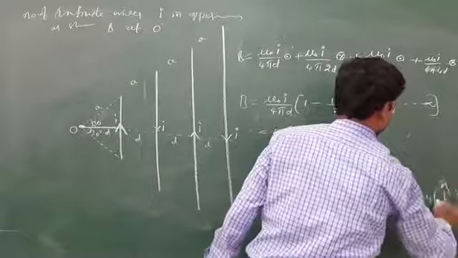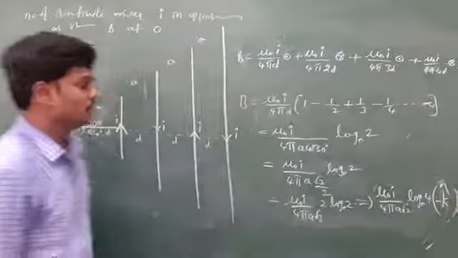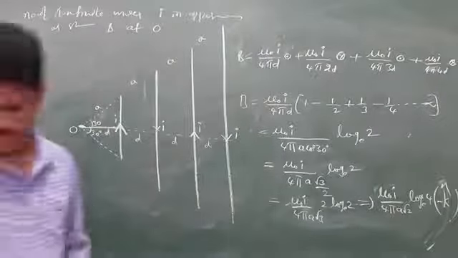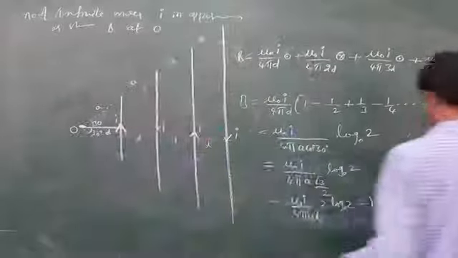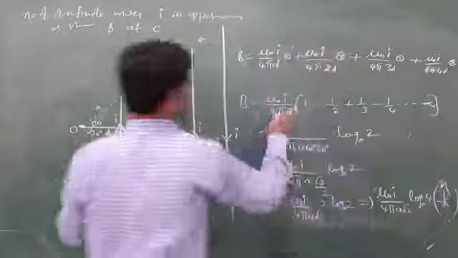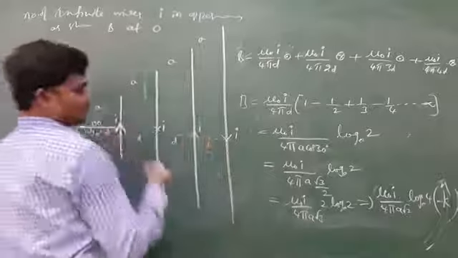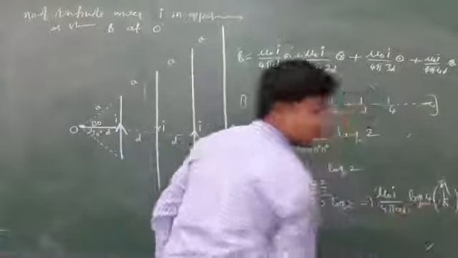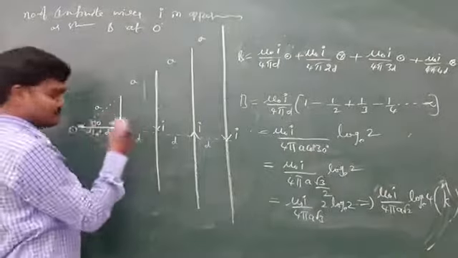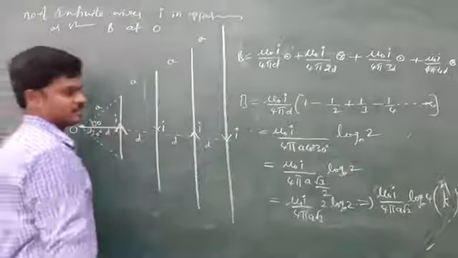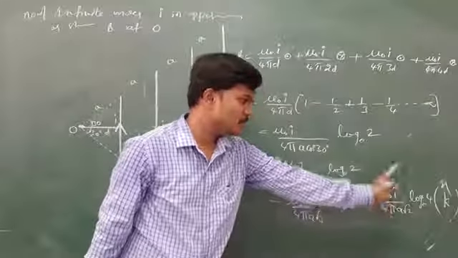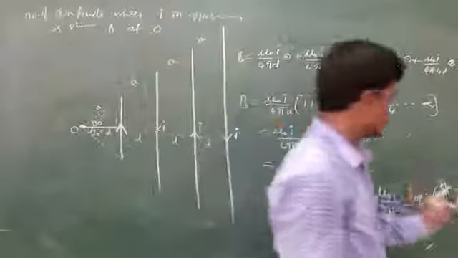And the direction is into the board, minus k, because xy plane. So what is the highest value? The first one is 1. So out, sorry, this is plus k. Because 1 minus 1 by 2, the first one is outward, the next inward. So due to this is the highest. So plus k cap is correct. Mu naught I by 4 pi a root 3 log 4 k cap.